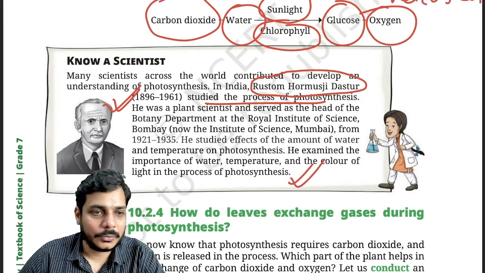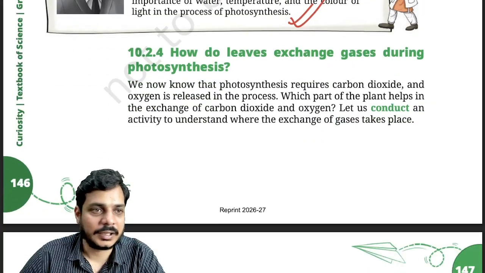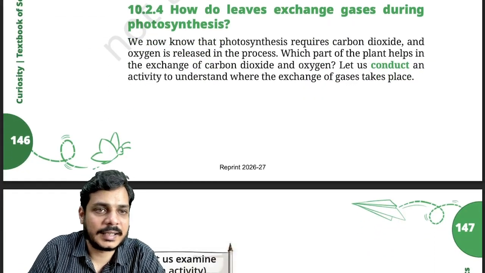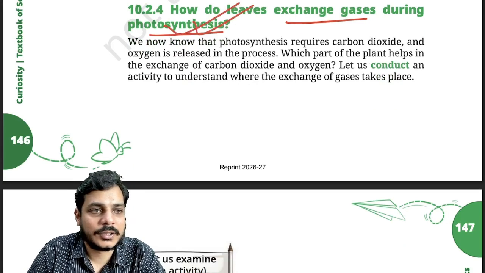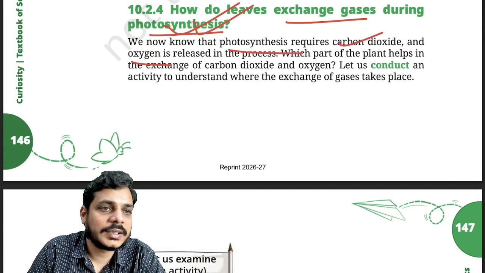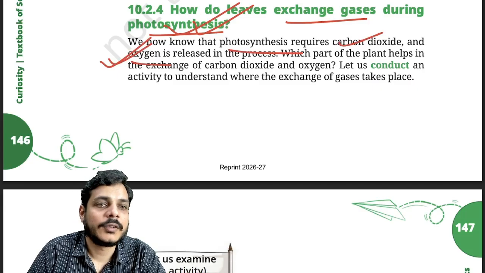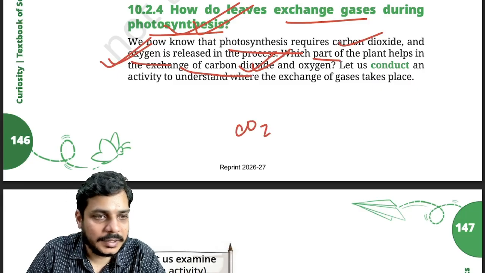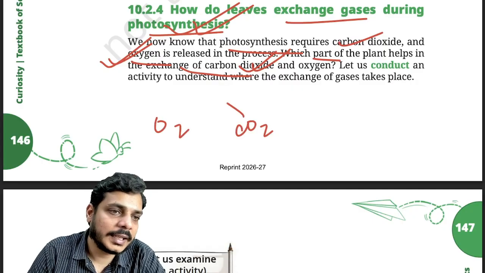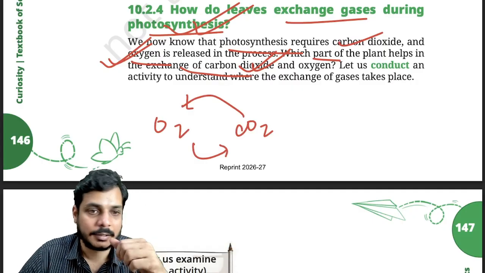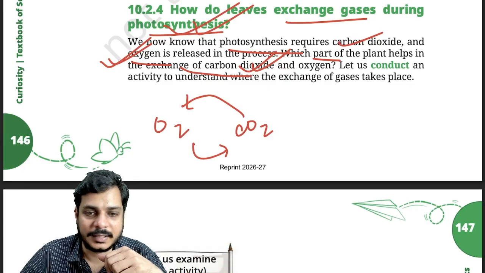Now, coming to this question, how do leaves exchange gases? How do leaves exchange gases during photosynthesis? So we know that photosynthesis requires carbon dioxide, and oxygen is released in the process. We have already seen that. Which part of the plant helps the exchange of carbon dioxide and oxygen? We are basically concerned with how oxygen is getting released and how carbon dioxide is getting inside the plant. Okay, how does the exchange of gases take place?